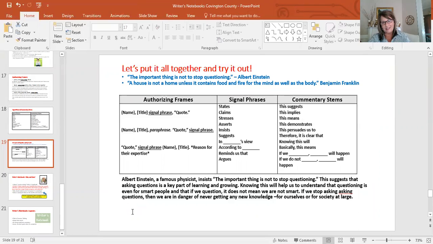Go into the Padlet, stop the video and go into the Padlet and try. You can choose either the Franklin quote or the Einstein quote and do your own say, mean, matter using, choose an authorizing frame, a signal phrase, and write, I'll challenge you to write at least 3 sentences of commentary.